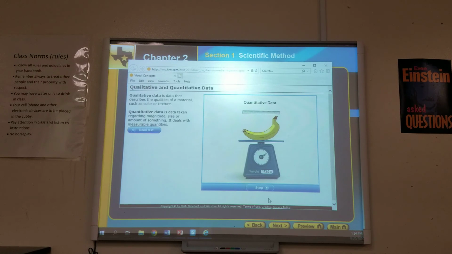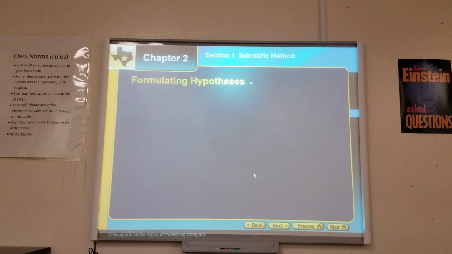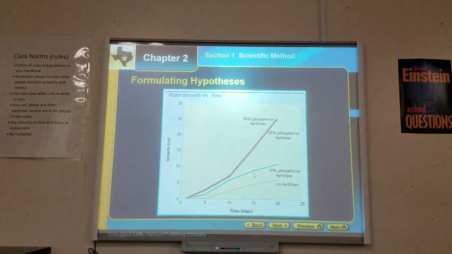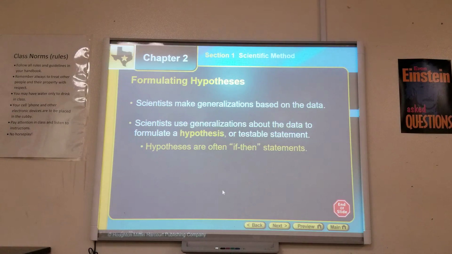Quantitative data measures properties. For example, this banana is 16 centimeters long and has a mass of 112 grams. Both of these pieces of data are objective. If another person repeated the measurement with the same banana, the results should be the same. Okay, again, you don't have to write the definition for hypothesis. It is a vocabulary word, but just remember that it is a testable statement.